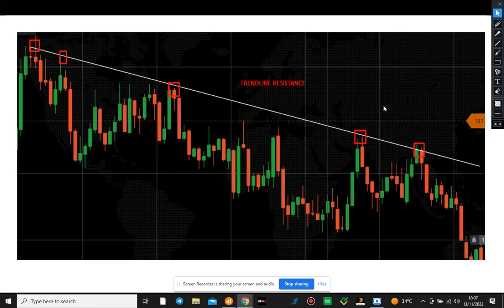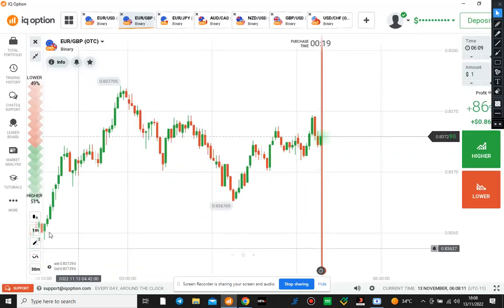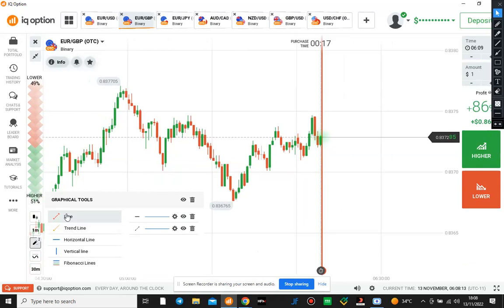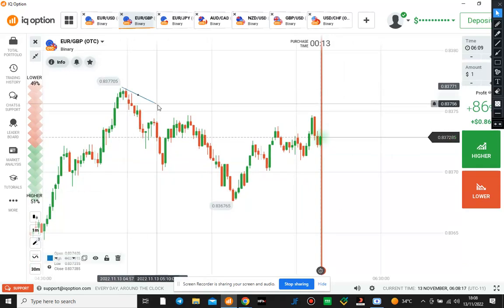This is an example. You can see a trend line resistance. Now let's go to the chart. Let's draw some trend line resistance. Let me show you how to draw some trend line resistance. You see the market is going down to the downside here. If you want to draw trend line resistance, connect the highs of the market.